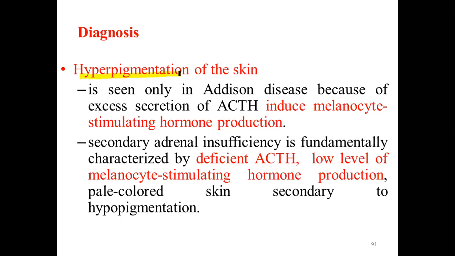One, we can look at hyperpigmentation of the skin. As I mentioned before, hyperpigmentation is very common in primary adrenal insufficiency. But in case of secondary and tertiary, there is a low level of ACTH. Because of the low level of ACTH, even the melanin level will be low, so hypopigmentation will happen. You will see pale colored skin in case of secondary or tertiary adrenal insufficiency.